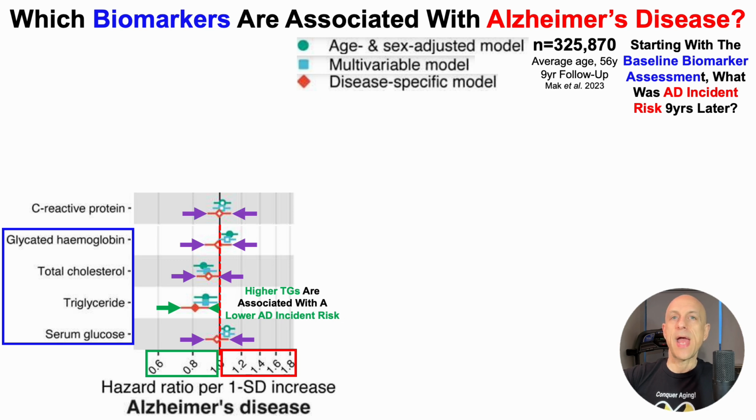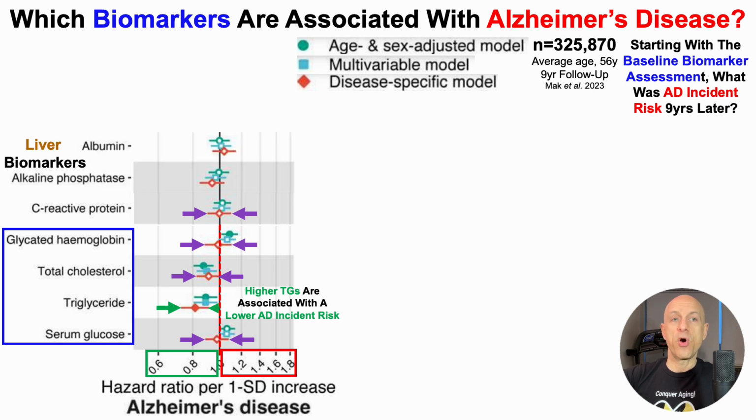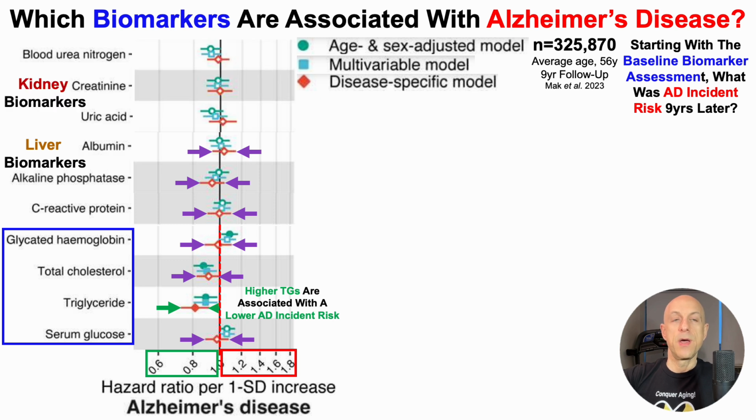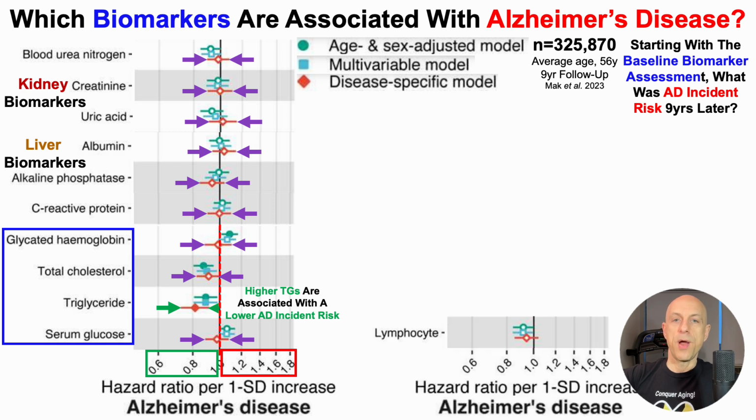One marker, C-reactive protein, not associated with incident risk for being diagnosed with Alzheimer's disease. The liver biomarkers, albumin and alkaline phosphatase, similarly not significantly associated. Kidney biomarkers, blood urea nitrogen, creatinine, and uric acid. Each of these 3, not significantly associated. All right, moving on, lymphocytes.